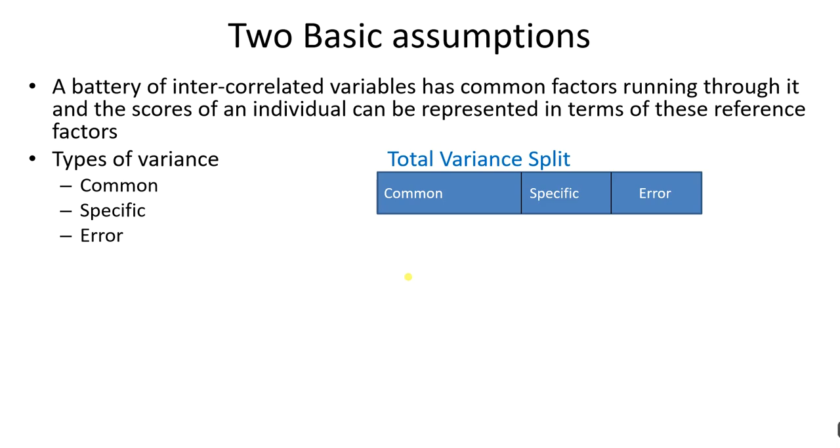And a specific variance is that variance which is explained only and only by the given variable. So common variance is that variance which is explained by all the variables in the set.